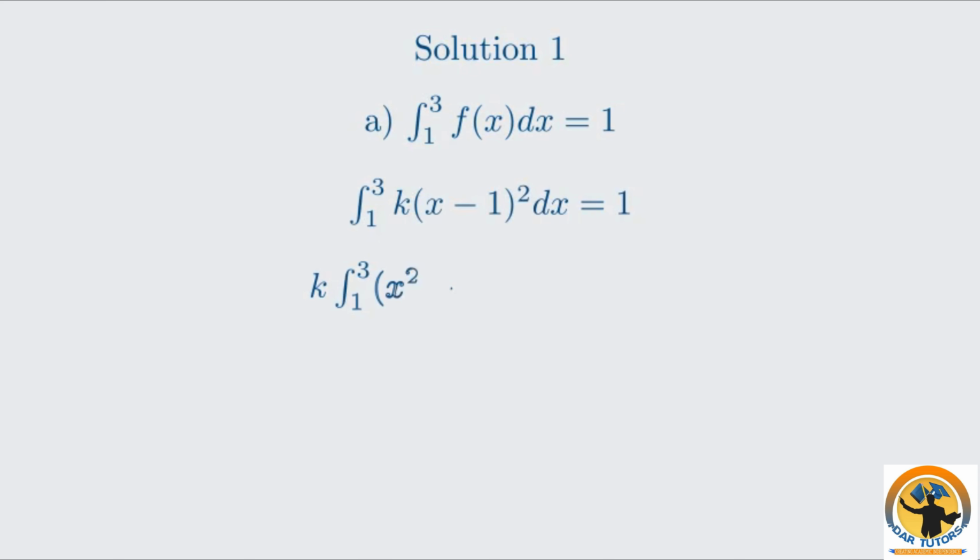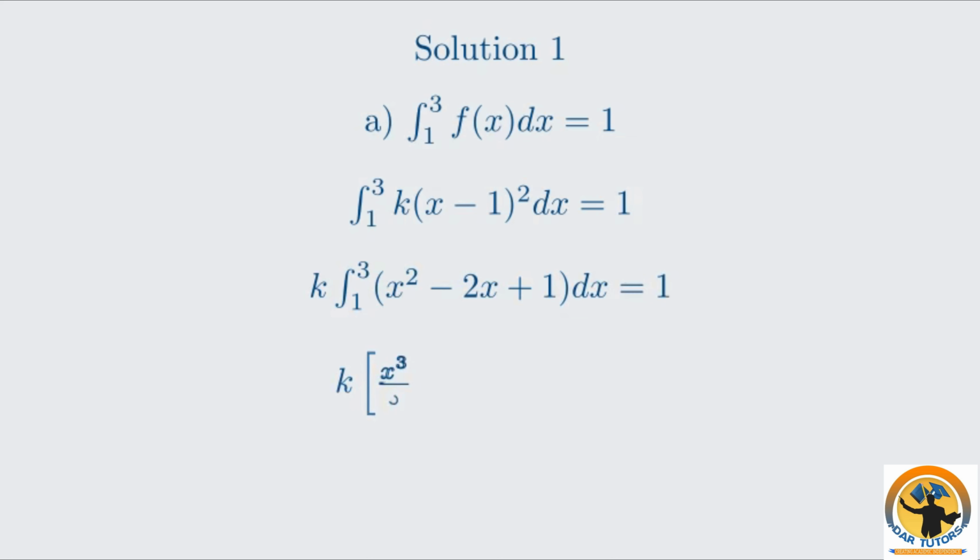Here is the worked solution for question 1. Part A, finding k, requires us to use the rule that the total area under the curve is 1. We set the integral of the PDF from 1 to 3 equal to 1. We expand (x-1) squared to x squared minus 2x plus 1.